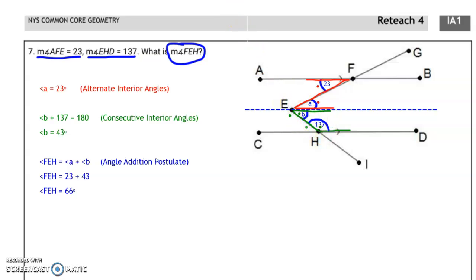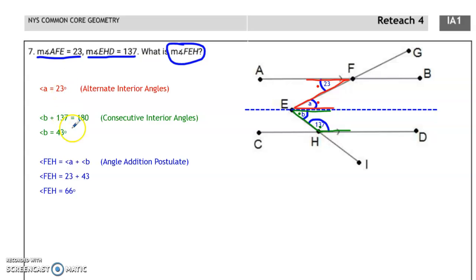Since they're between those two parallel lines, we know that they are going to be interior. That's what we call them. If they were outside the parallel lines, we call them exterior. Anyway, consecutive interior angles do add up to 180. So we set these two angles equal to 180 and solve for the variable.